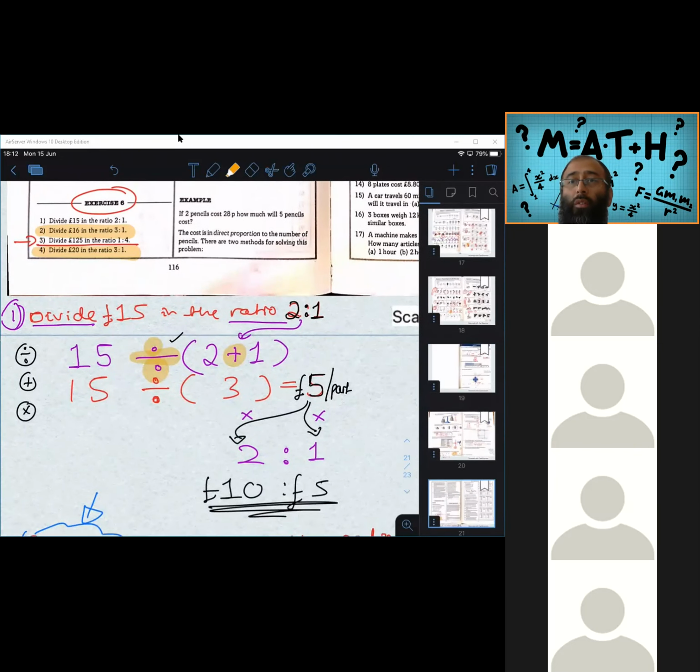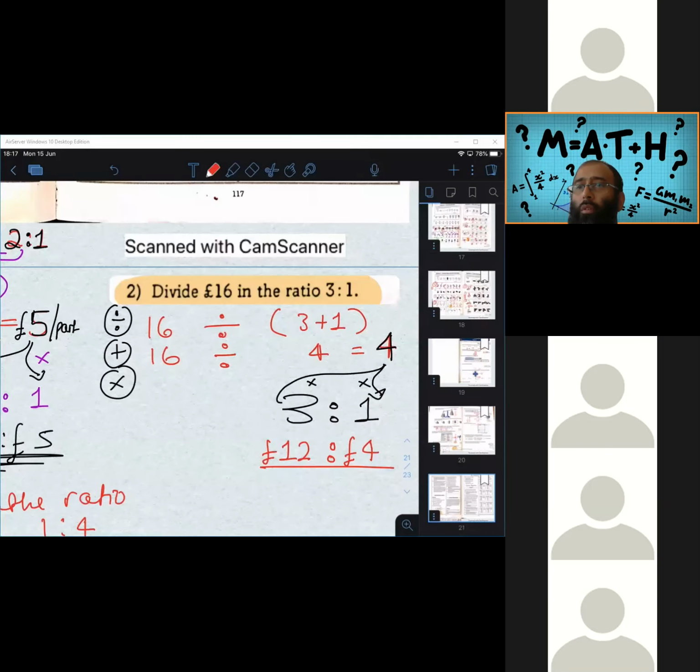Right, let's quickly pause the video. I'm just going to quickly read through that because we missed it in the recording. Me and Aisha have just done this question: divide 16 pound in the ratio 3 to 1. So we divide by the ratio added together, and that gives us an answer of 4. Then we multiply it by the original ratio of 3 to 1. That gives us 12 pound and 4 pound.